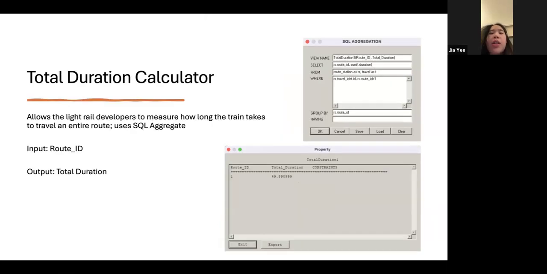And our second function is the total duration calculator, where we measure how long the train takes to travel an entire route. We use an aggregate SQL for this, where we input the route ID and it outputs the total duration. We can also use this to find the total distance.